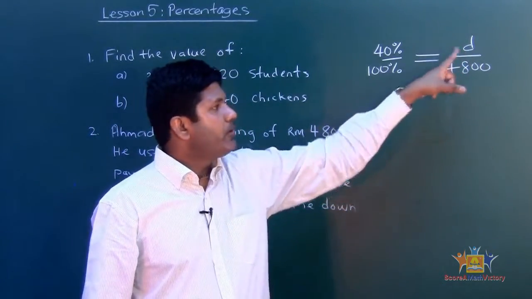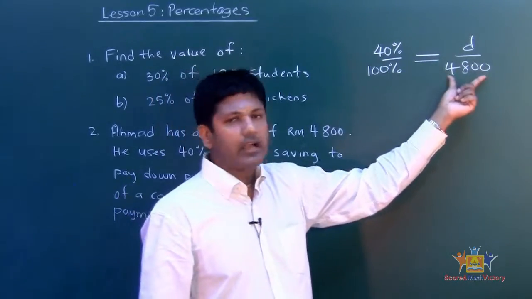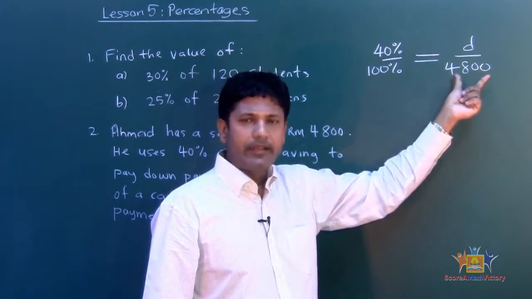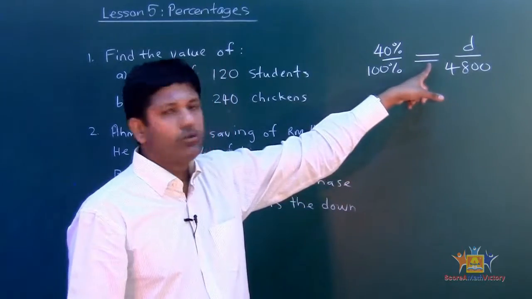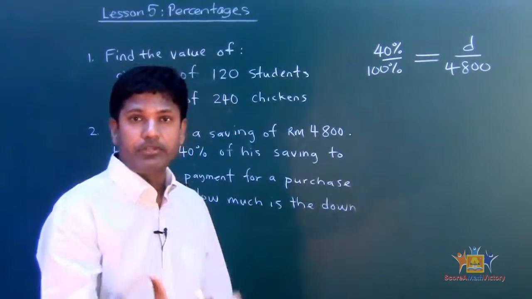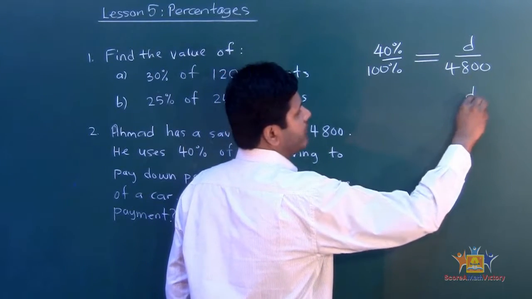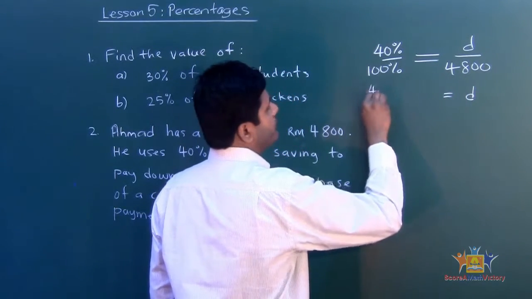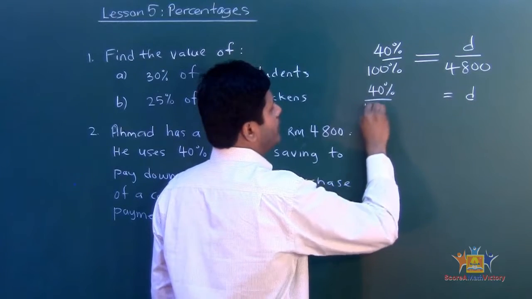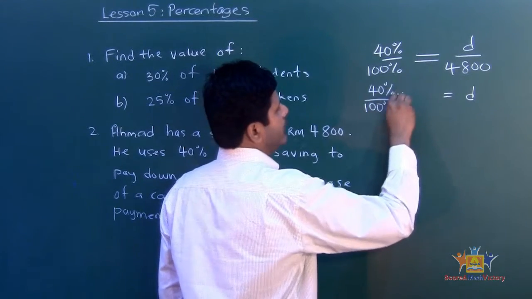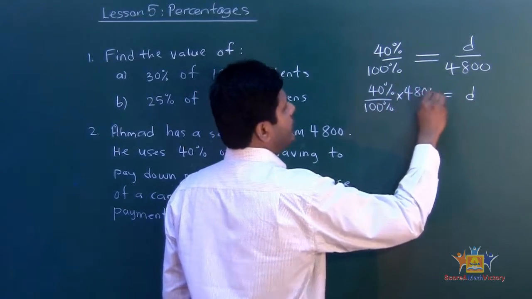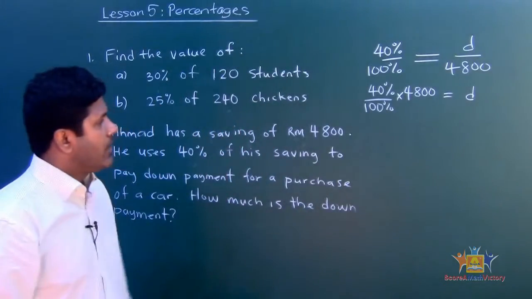Now for me to find D, what do I have to do to 4,800? I have to take it across the bridge, across the equal sign. I say that the equal sign is like a bridge. So we take it across the bridge so that I can have D by itself. That means D equals 40% over 100% times 4,800.